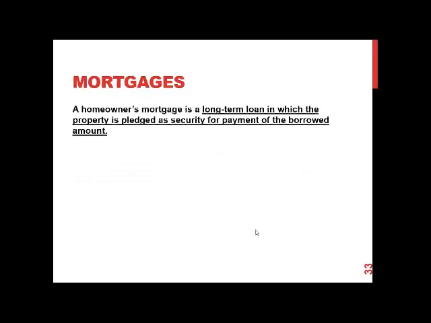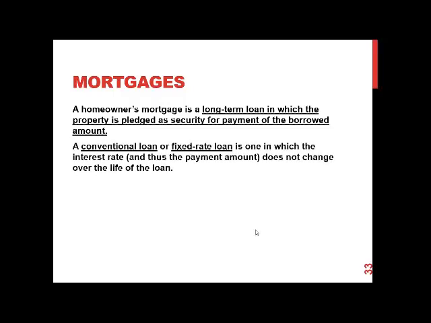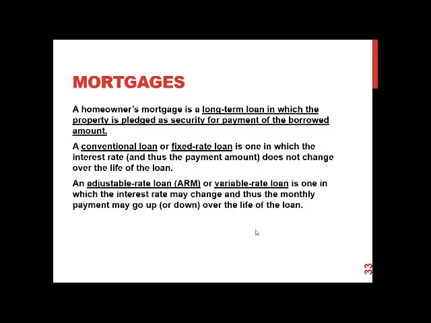Mortgages. A homeowner's mortgage is a long-term loan in which the property is pledged as security for payment of the borrowed amount. In other words, you stop paying, they take your home. A conventional loan or a fixed rate loan is one in which the interest rate and therefore the payment amount does not change over the life of the loan. You'll pay the same amount every month and you have the same interest rate every month.